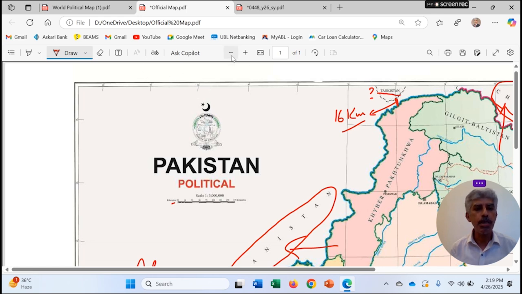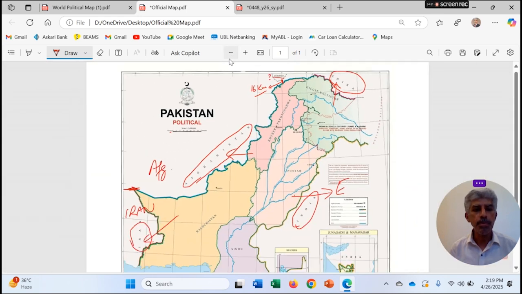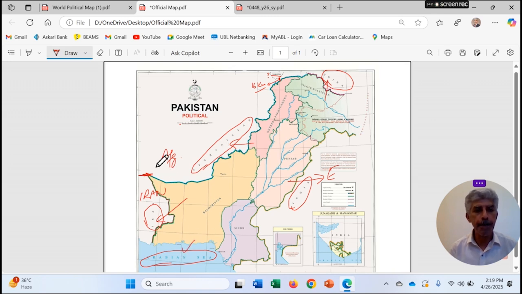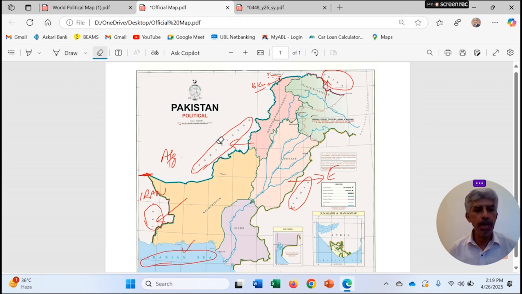So this is how the neighboring countries of Pakistan are: towards east India, towards west Afghanistan, southwest Iran, north China, and again north Tajikistan, and down in south it is the Arabian Sea over here. So this is all about the neighboring countries of Pakistan.